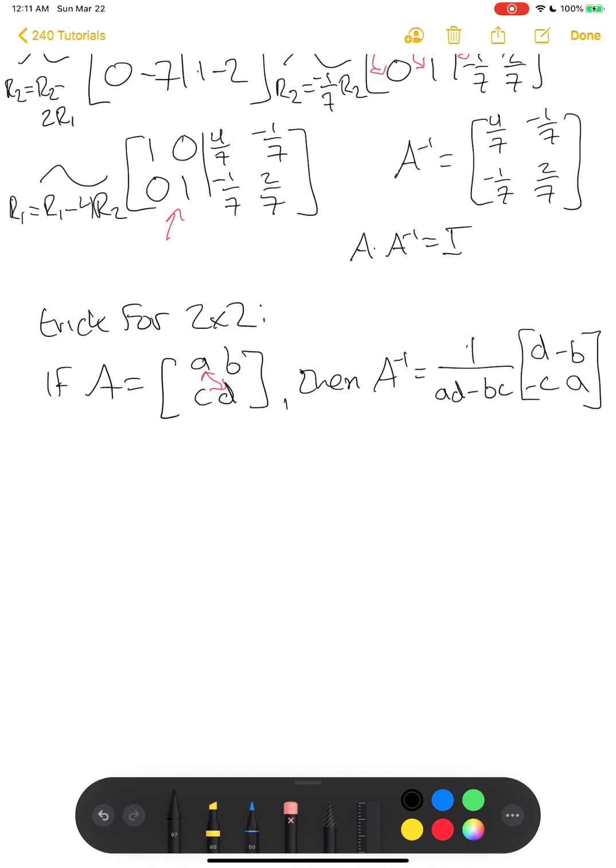So, someone a long time ago figured this out. It'll make your life a lot easier. Put this on your formula sheet for sure.